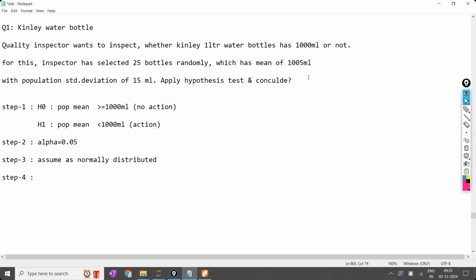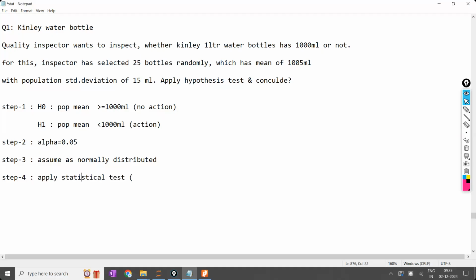Why do we have to assume the data is normally distributed? Because here the data set was not given to us. If the data set was given to us, we would estimate it directly and calculate the skewness directly. Now, what is step 4 for this particular case study? Apply the statistical test. What is the statistical test we have to apply? One sample Z test.